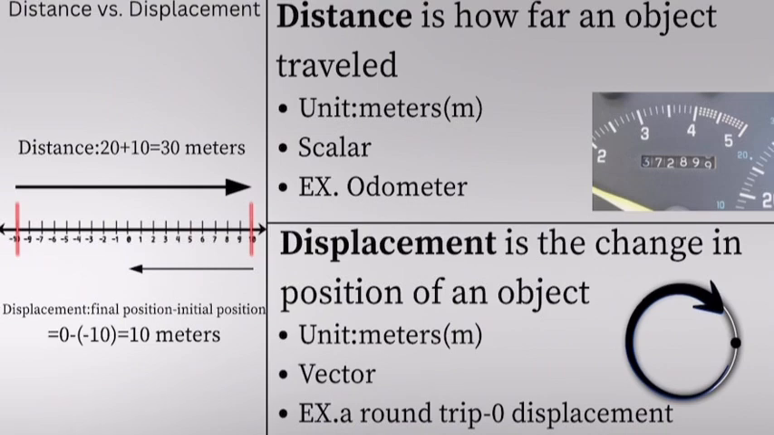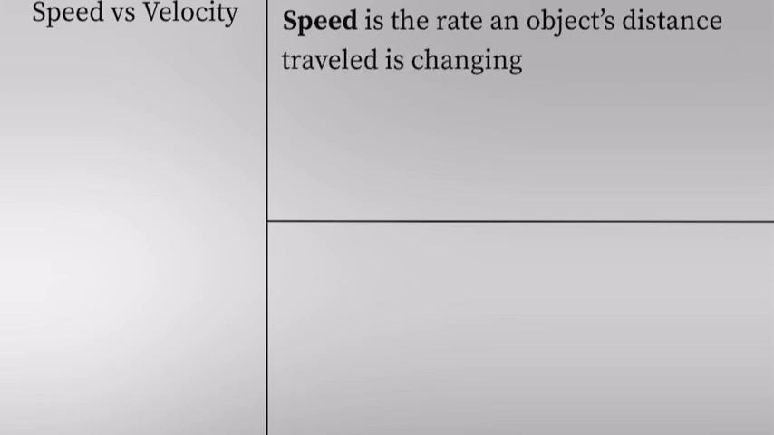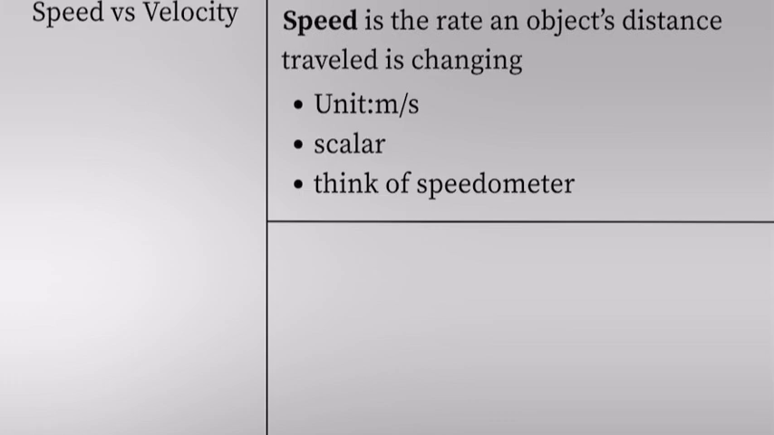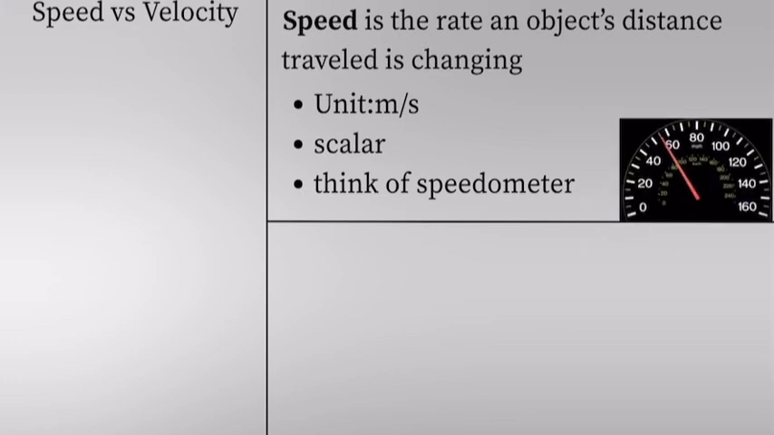Another important factor of motion is the speed of an object. Speed by definition is the rate an object's distance traveled is changing, which is a bit confusing, but it's basically how fast an object moves. It has a unit of meters per second. You can think of speed on a speedometer, which does not tell you the direction, but the magnitude of the speed you're going. It indicates that speed is a scalar.